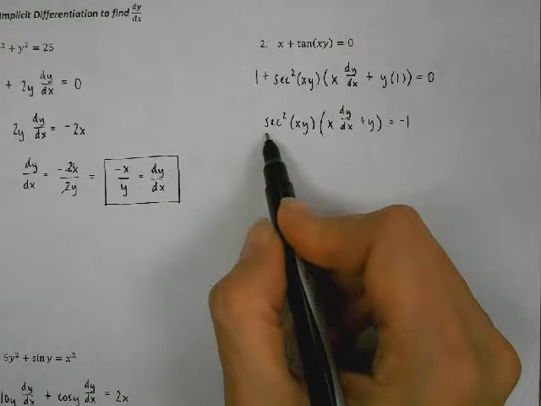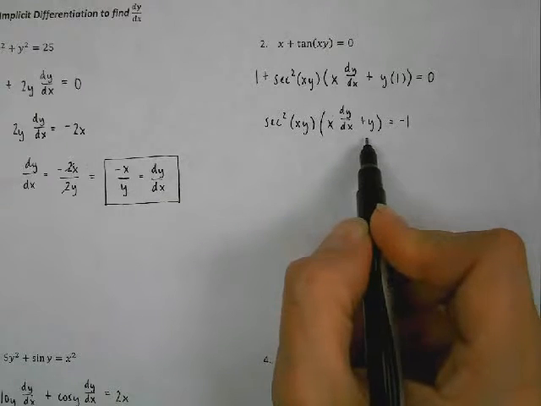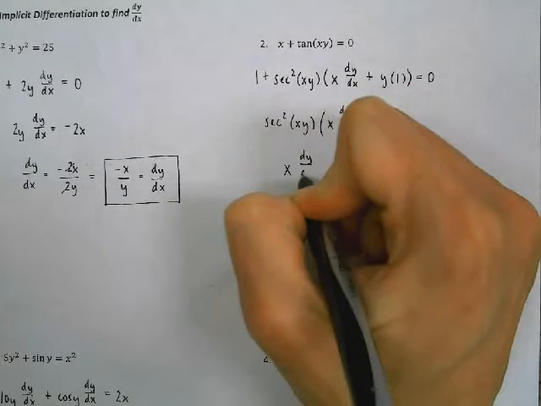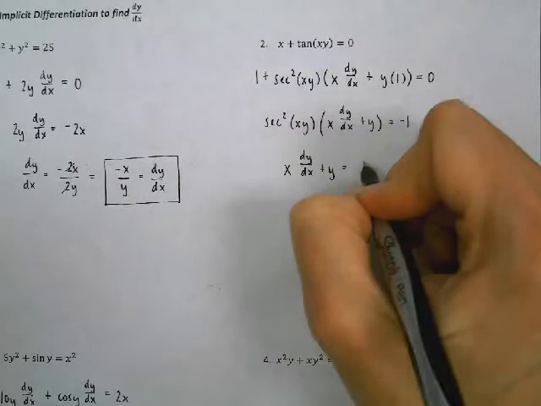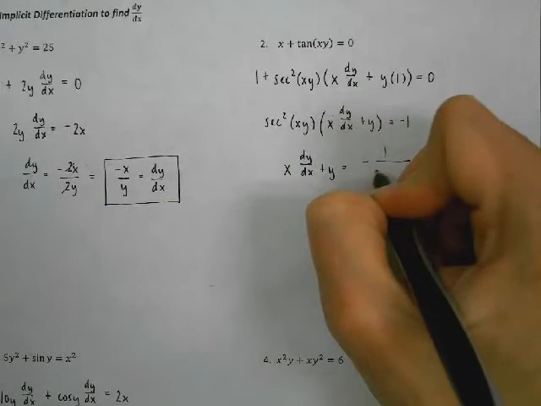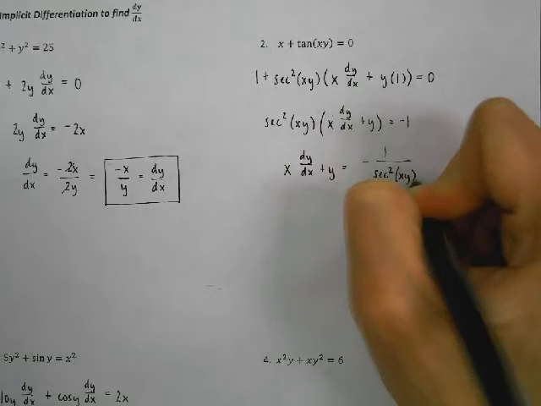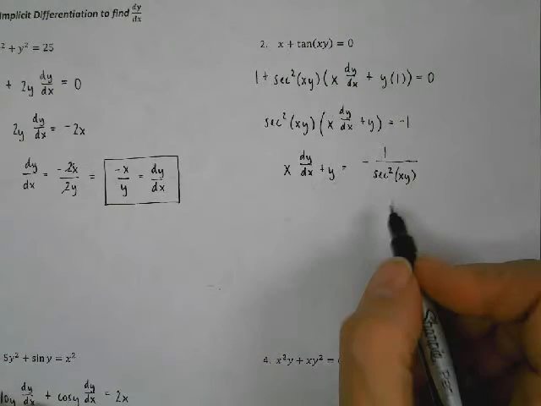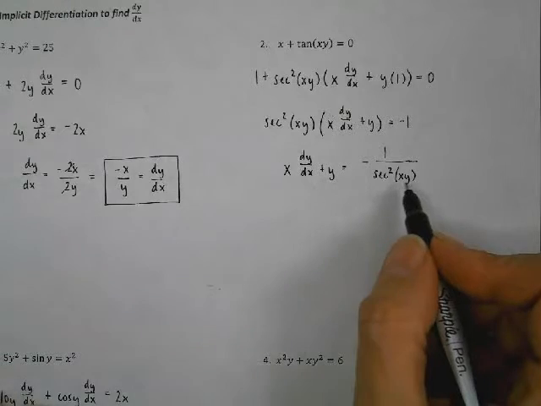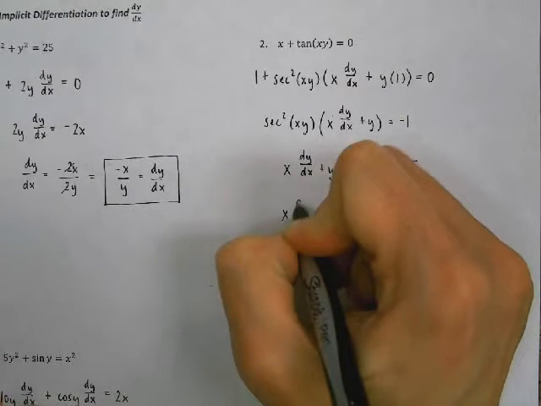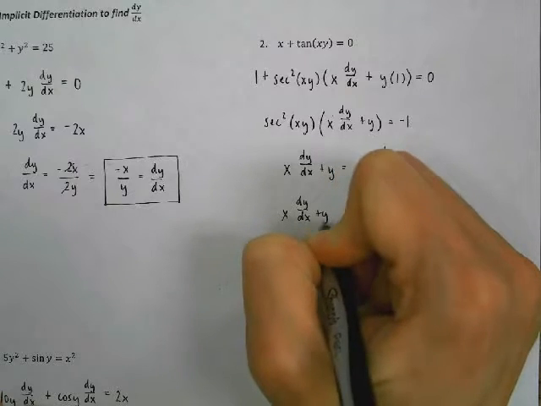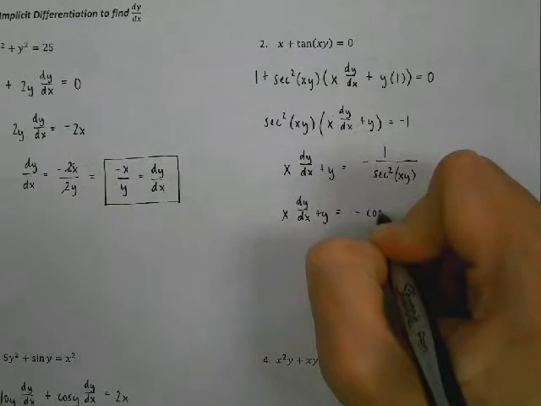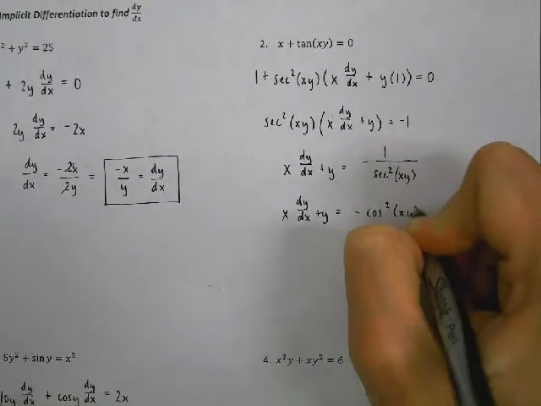Next, I'm going to divide by secant squared of xy, to get me one step closer to isolating what I need. So I'll have left x times dy/dx plus y, and that's going to give me -1 over secant squared of xy. Now, I'm going to go one step further. Instead of leaving this fraction here, I'm going to rewrite that right-hand side. I know 1 over secant is cosine, so I'm going to write this as the opposite of cosine squared of xy.